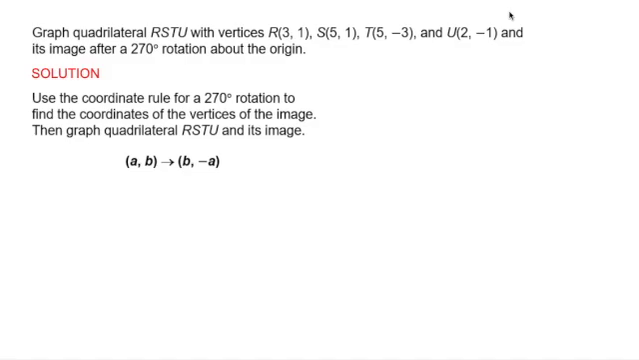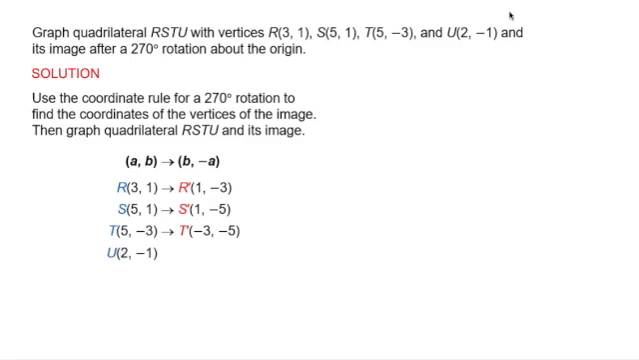So our rule is going to be that the a, b, x coordinates are going to change to b, negative a. So for this first point R, 3, 1 is going to become 1, negative 3. So the x and y coordinates flip places, and then the x becomes negative. So in your second point, the y value is going to be negative. So it might be helpful to see a quick little illustration once we have all of our points here.